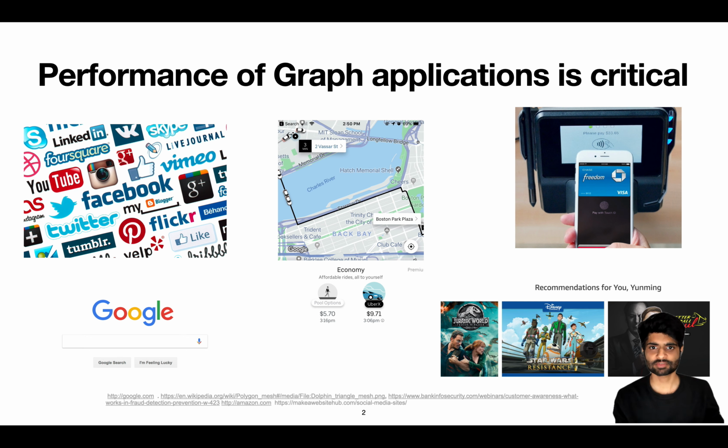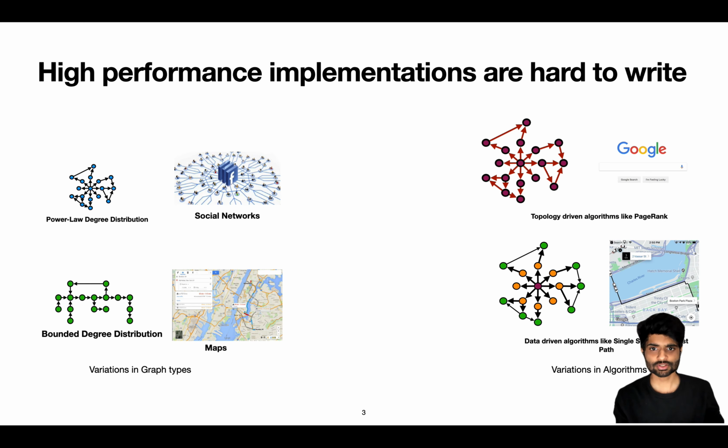The quality of service of these applications depends a lot on their performance, and hence it is critical to choose the right set of optimizations when implementing them. The exact choice of optimization depends not only on the algorithm to run, but also on the variations in the graph input. Real-world graphs used in these applications have very different vertex and edge distributions. For example, we typically see power law degree distribution in graphs depicting social networks. Road networks used in maps, on the other hand, typically have bounded degree distributions.